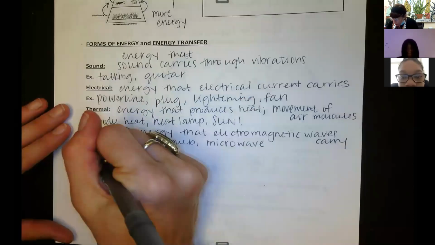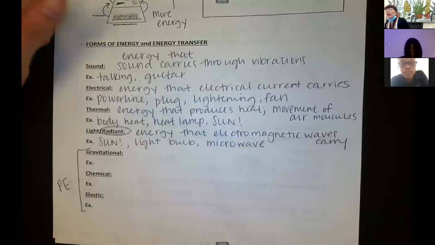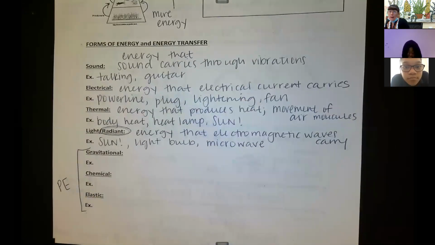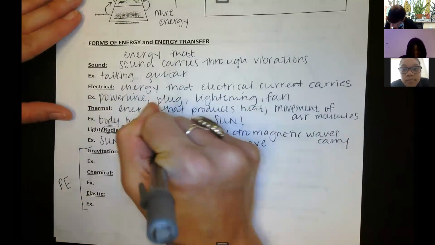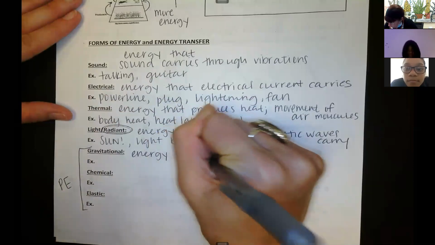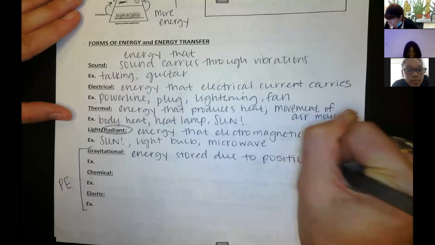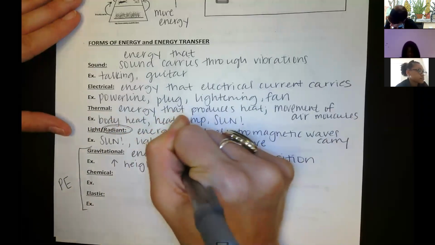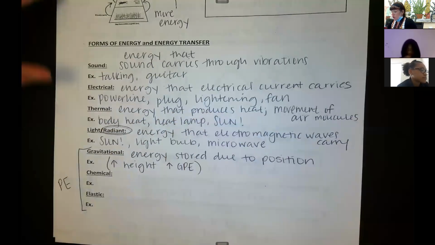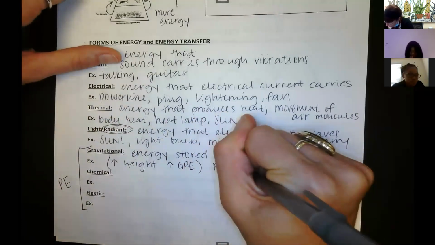And then these are our three forms of potential energy from earlier. We defined them on the front. So we're just going to briefly do it again. This is energy stored due to position. If something has more height, it has more gravitational potential energy. So this is anything that could fall. We did already write it.